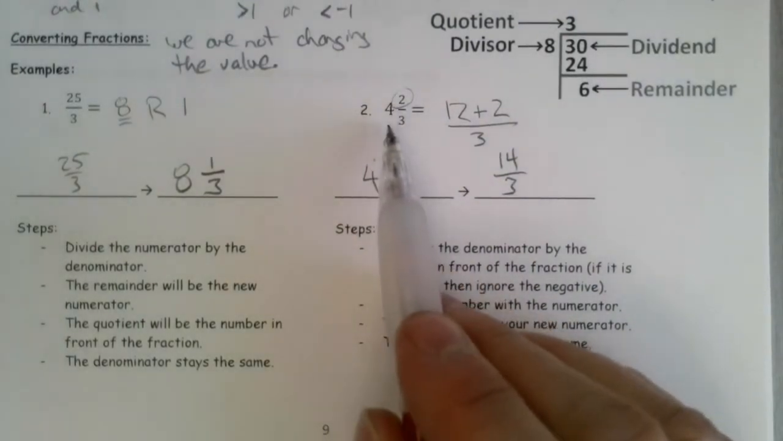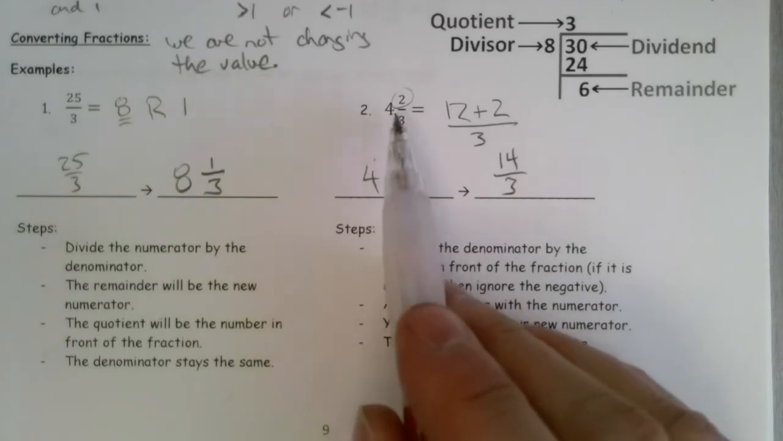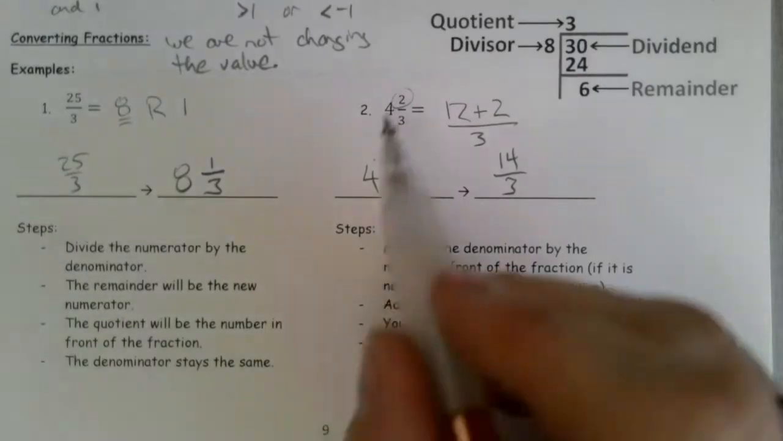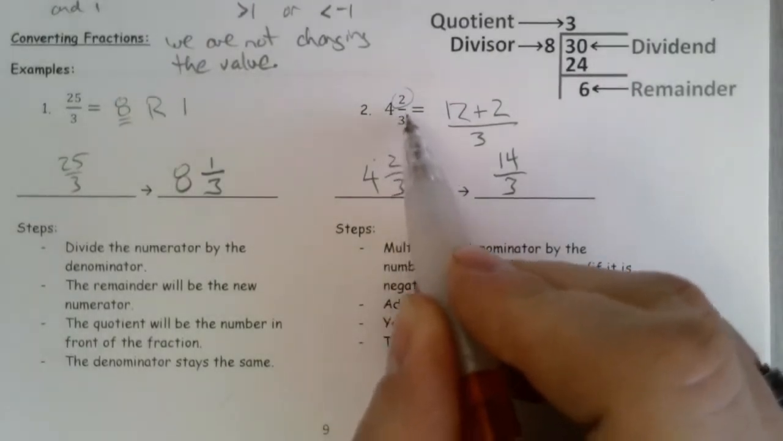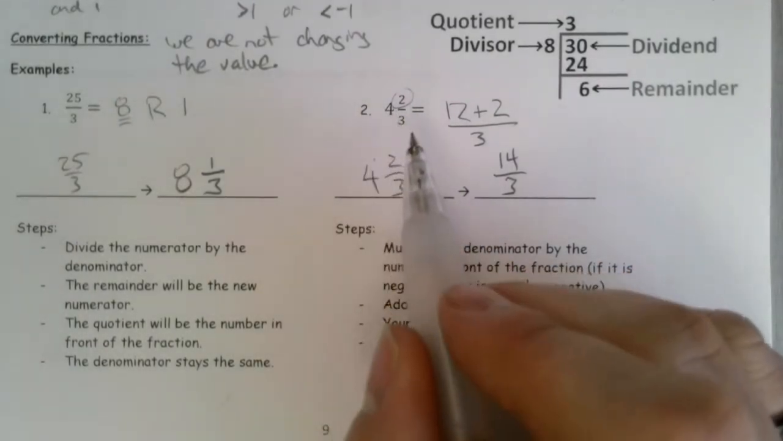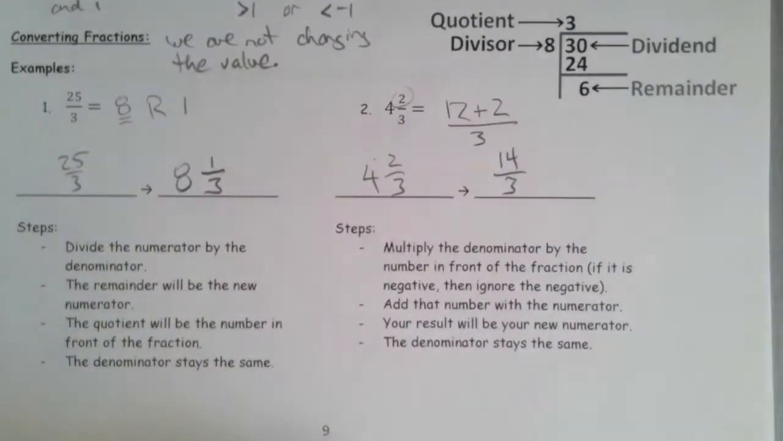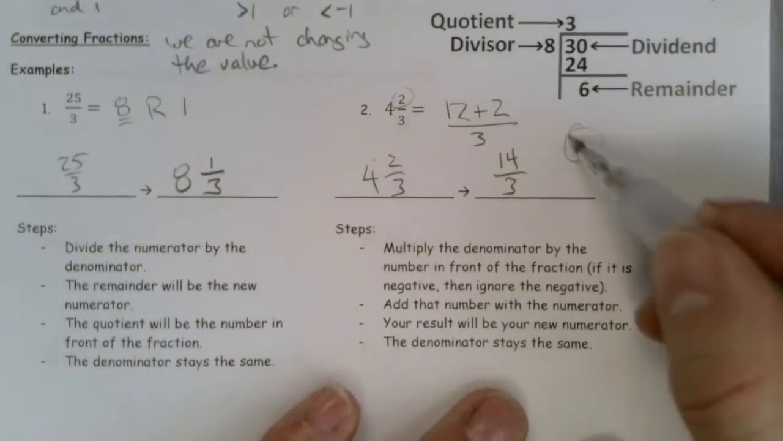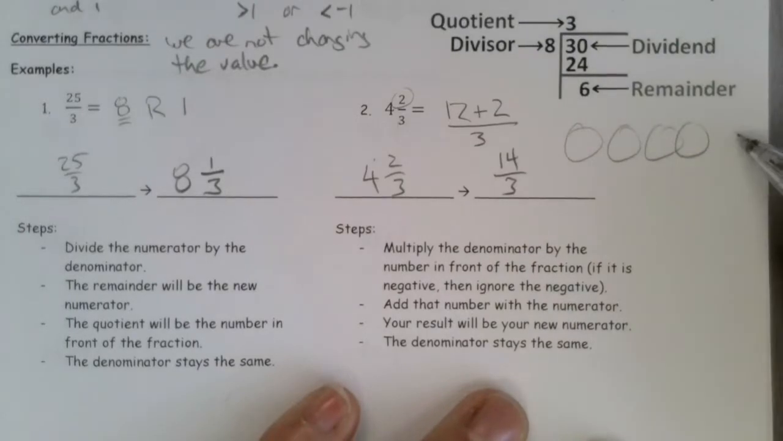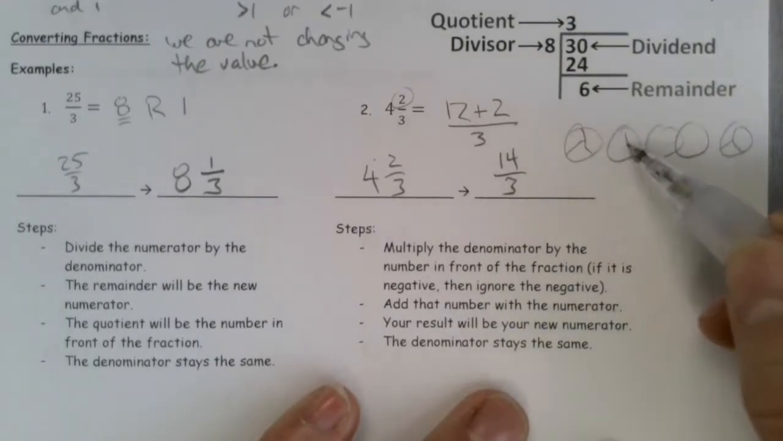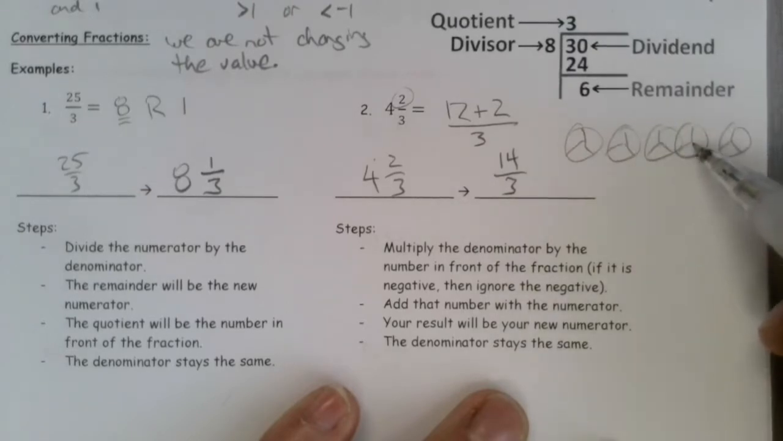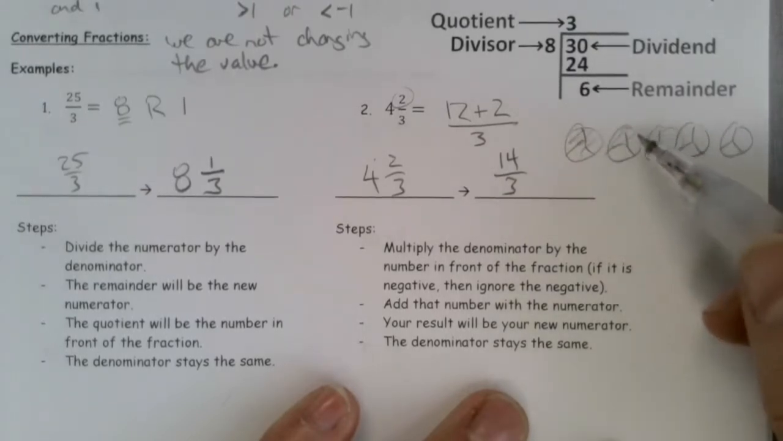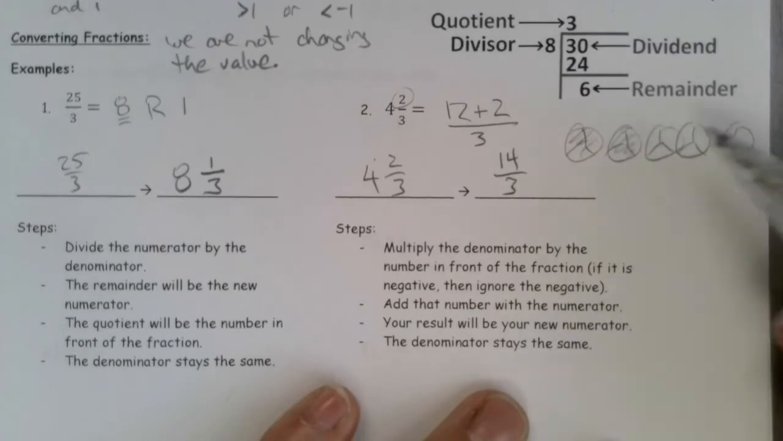4 wholes. How big are the wholes? Well, the wholes are broken into 3 pieces. So 4 wholes multiplied by those pieces that are 1/3 gives me 12 of those pieces, and then I had 2 left over. So this is like going 1, 2, 3, 4, and then I took each one of those and broke it up into 3 pieces. So I'd have 4, 8, 12.